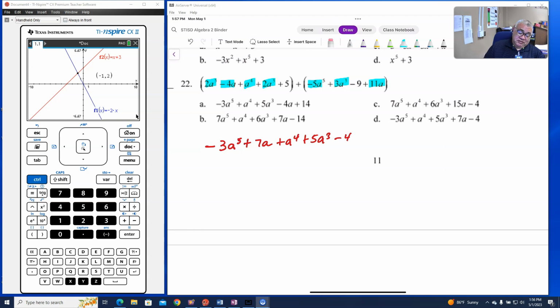I'm going to write in standard form. The highest exponent was 5, so I have negative 3a to the 5th. The next one should be a to the 4th. The next one is 5a to the 3rd. The next one is 7a minus 4. So the only one that satisfies this will be answer D. Make sure you have your powers in descending order and make sure you match it correctly.